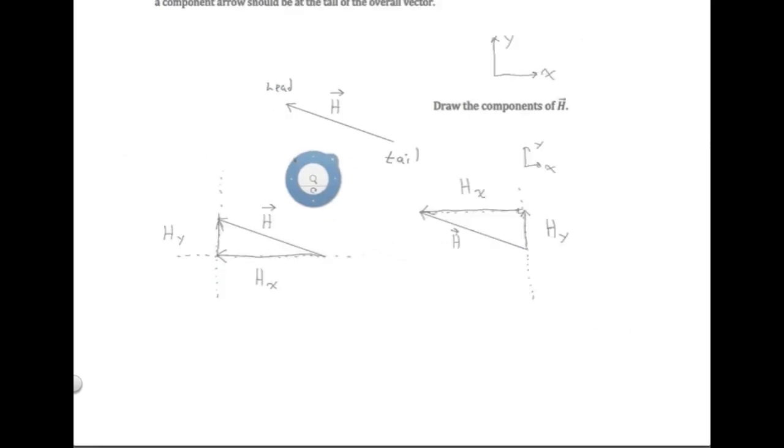Okay, so now that's the right triangle method for drawing the components. We drew right triangles where the overall vector represented the hypotenuse.